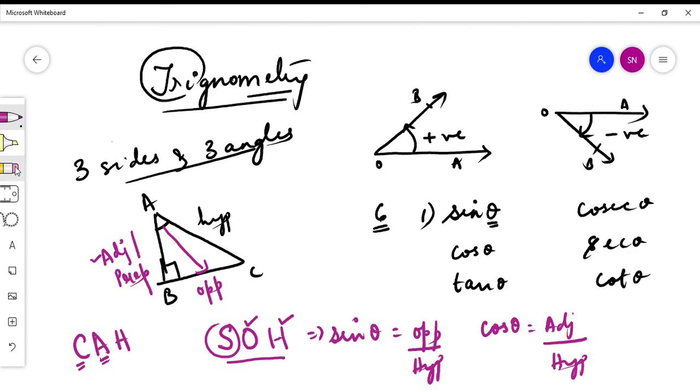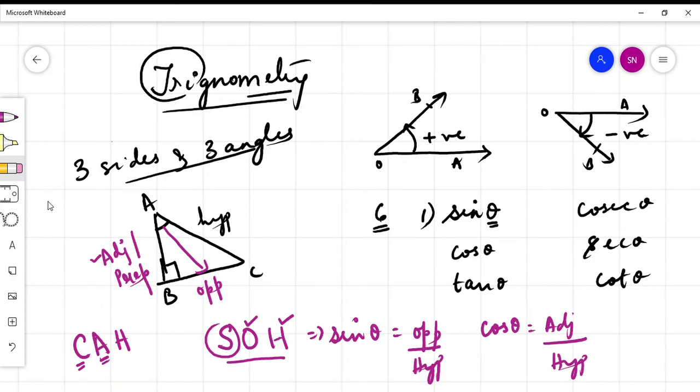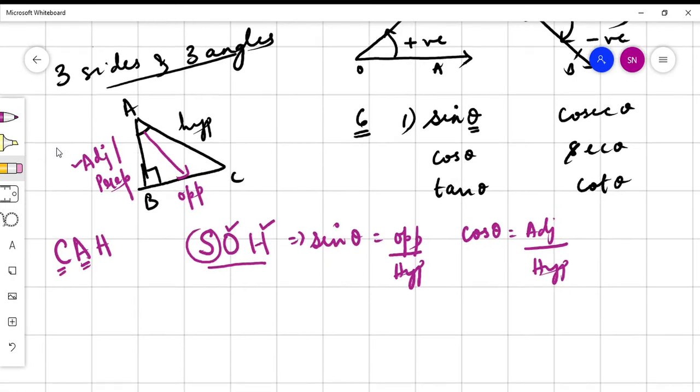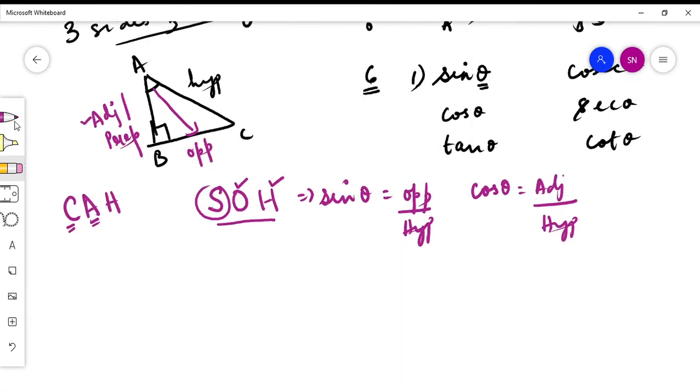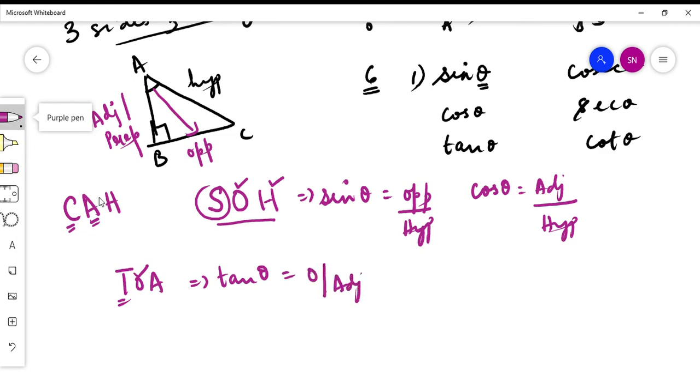And similarly, when we come to tan theta, okay, tan theta is given by something called as TOA. What is that TOA? T represents tan of an angle. So tan theta is equal to opposite side by adjacent side. So this was all the trigonometric ratios with respect to reference angle A.